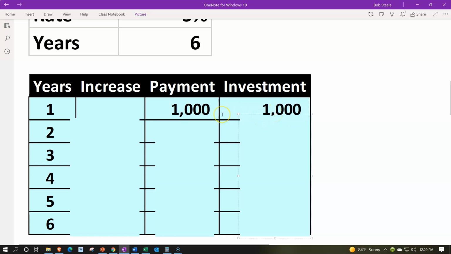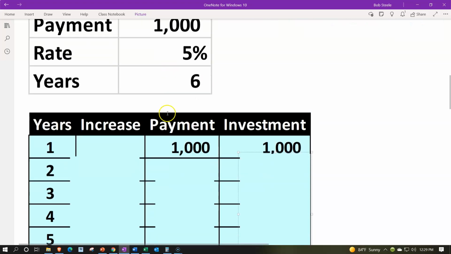So normally we've got the payment. Notice the payment is happening in period 1. That's going to be the $1,000. But there's no interest being earned in period 1 because we're assuming in year 1, in this case, the payment happened at the end of the year, and therefore the investment is the same.